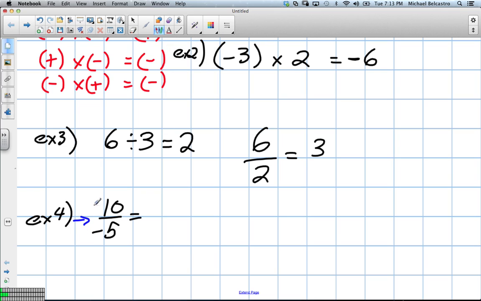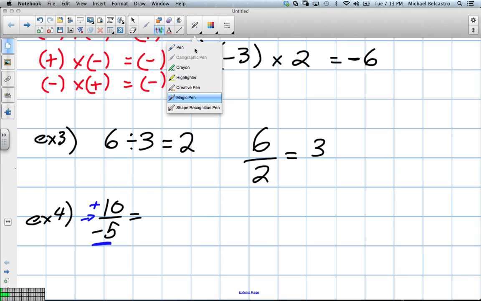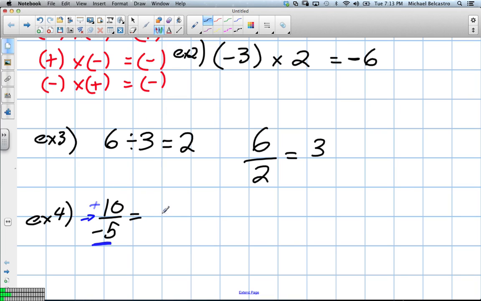So am I dealing with positives and negatives? We have a positive and a negative, so I'm dividing a positive by a negative. What is our answer going to be? A negative. It's the exact same rules as before, so we're going to get a negative. And what will 10 divided by 5 be? 5 times what? 2. So negative 2 in this question. Great. That's the way you should say it.